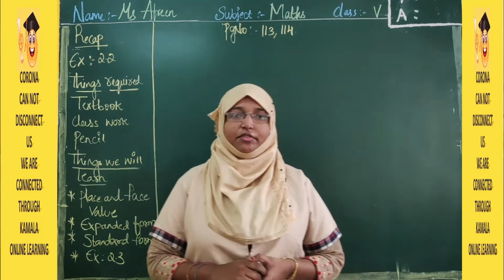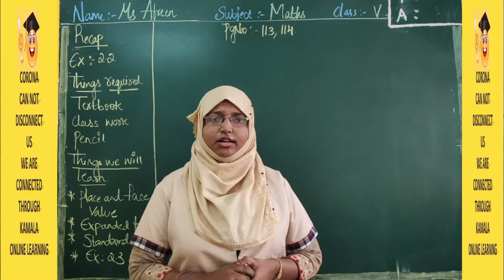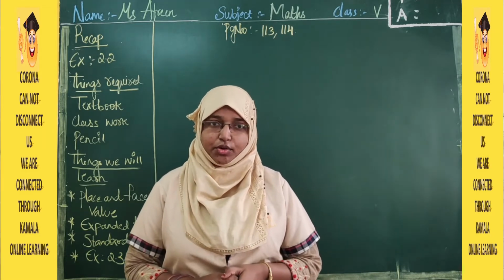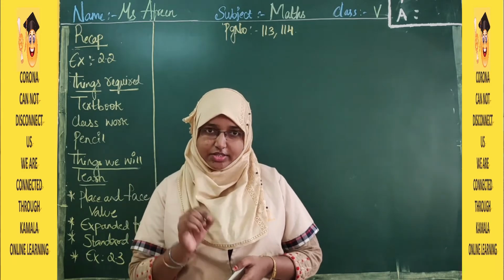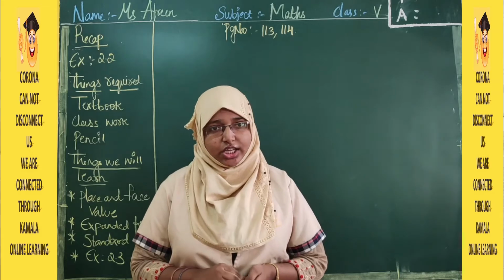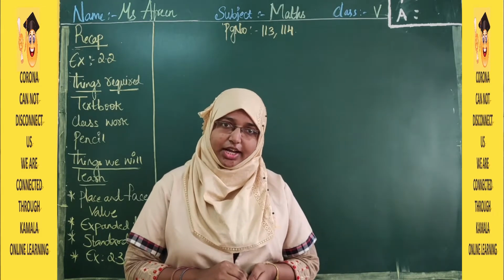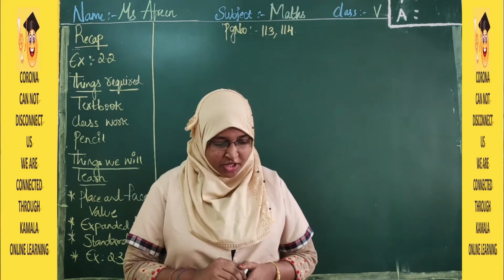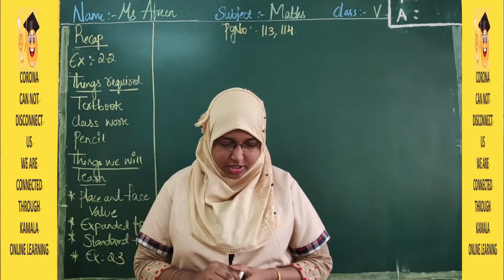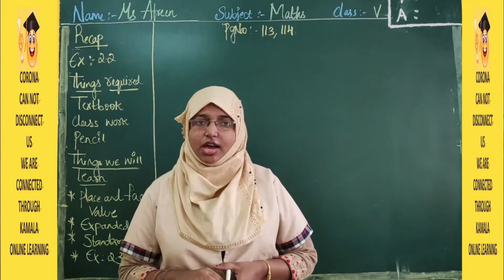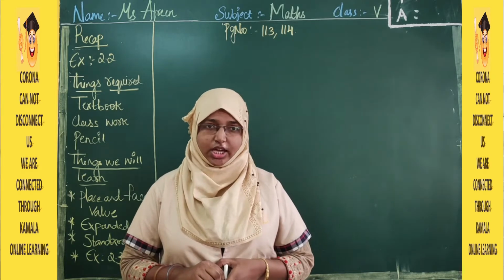So let us begin with face and place value. We have already learned about place and face value. Let us have a small recap. What is face value? The face value of a single digit is the same. The digit is not going to change. The face value of any digit is the digit itself. You see on page 113 what they have given: the face value of a digit in a number is the digit itself. It means the value will not change when we write the face value.